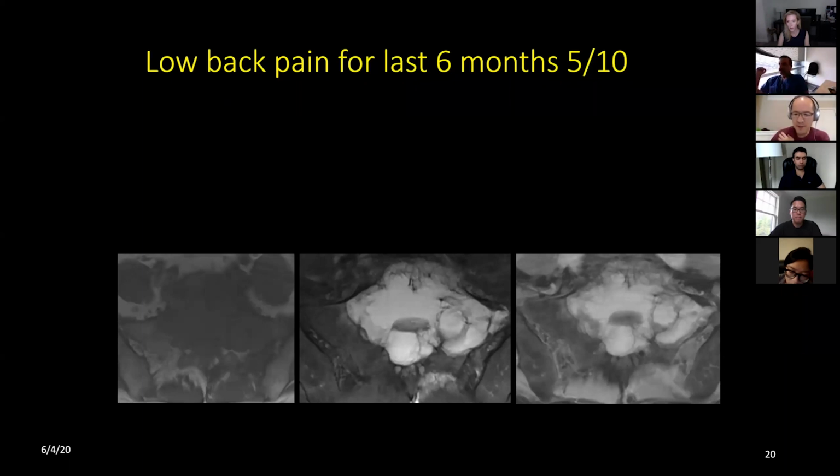Great. And so when do you start with that rather than start with radiation? So as I said, that patient was in severe pain, a VAS of 10 out of 10, and he was almost completely immobile.